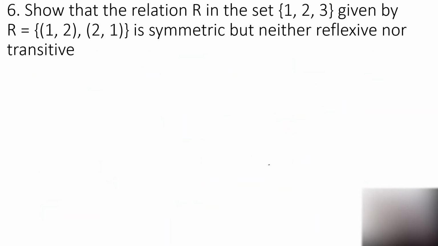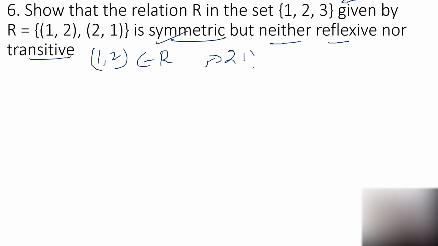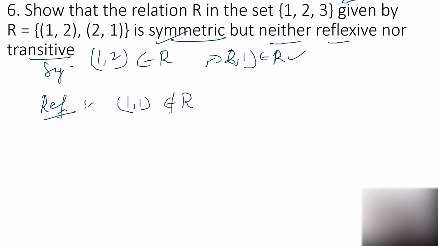Next is: show that the relation R in the set {1, 2, 3} given by {(1, 2), (2, 1)} is symmetric but neither reflexive nor transitive. Is it symmetric? Yes, as (1, 2) belongs to R, this implies (2, 1) also belongs to R. Therefore, it is symmetric. Now, let's check for reflexive. Is it reflexive? No, it's not reflexive. Why? Because (1, 1) does not belong to R. Now, is it transitive? No, it is not transitive.